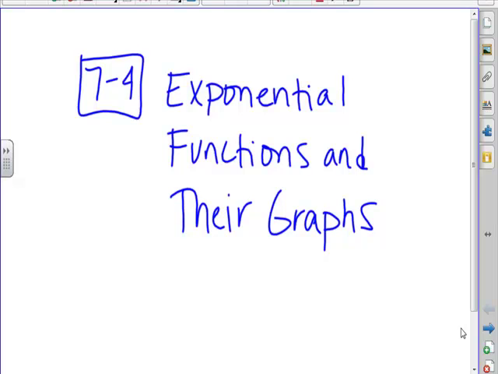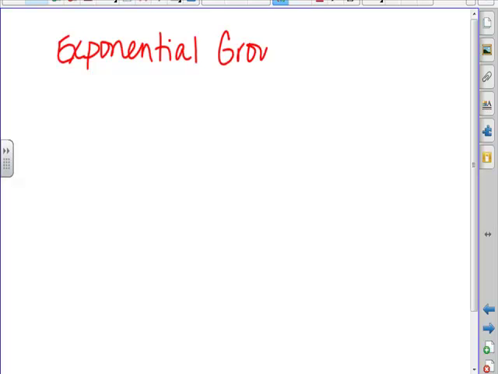So anyway, on this particular topic, basically there's two different things we think about. One of them is called exponential growth, and the other one is called exponential decay.